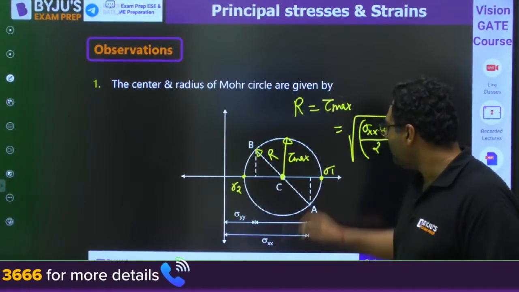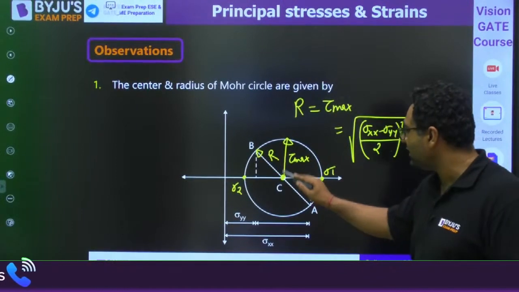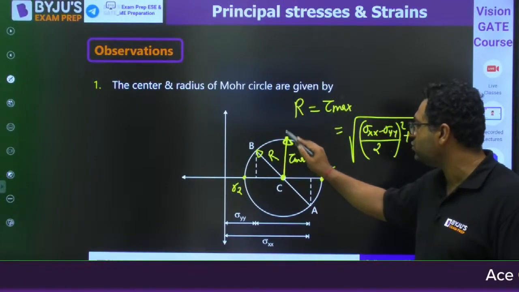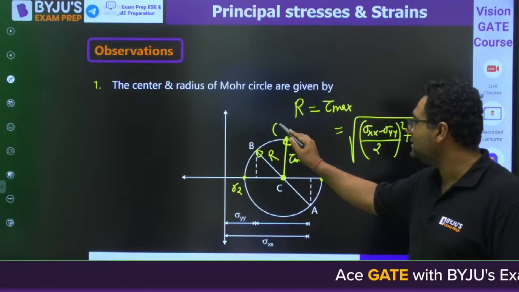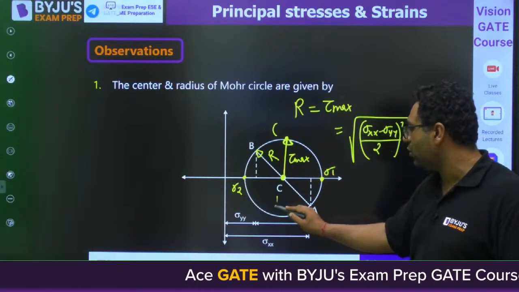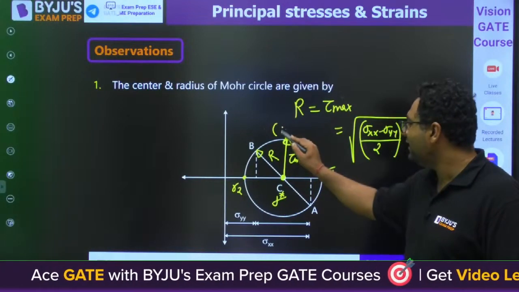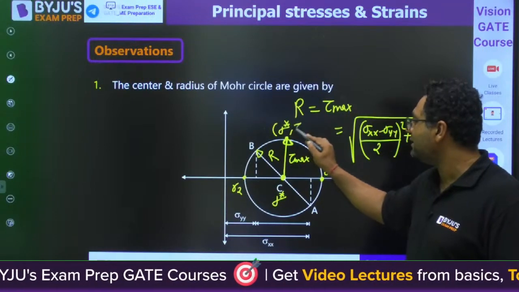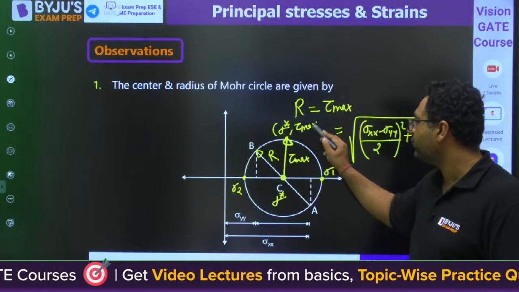Okay. So my dear, if someone asks you what this plane is, this is the plane of maximum shear. And you can see if the center coordinate is sigma star, then sigma star comma tau max is the state of stress.